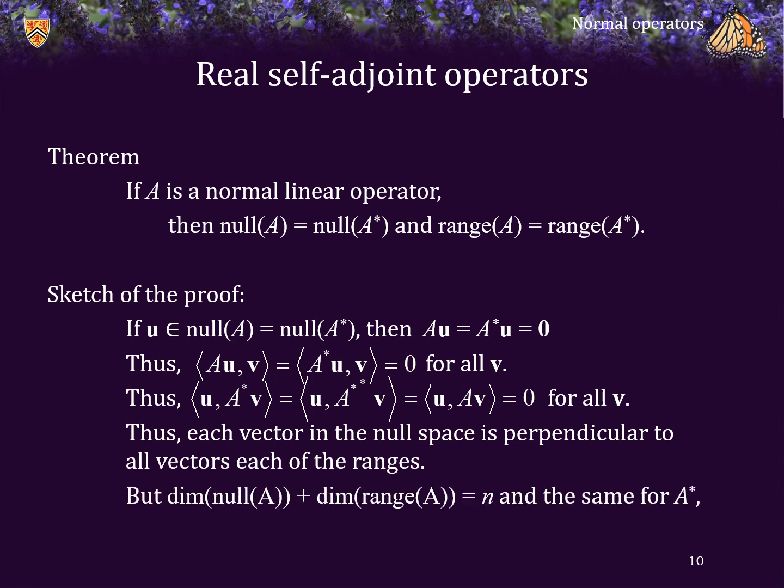Now, for finite dimensional vector spaces, and that's all we will prove here, the dimension of the null space plus the dimension of the range is equal to n, and the same for the adjoint. Consequently, because both of the ranges are perpendicular to the same null space, and because the dimensions of those ranges must be, first of all, equal, and they have to complete the vector space, because they're perpendicular, they must be the same, and therefore the ranges are equal.